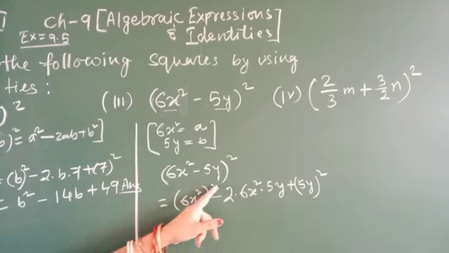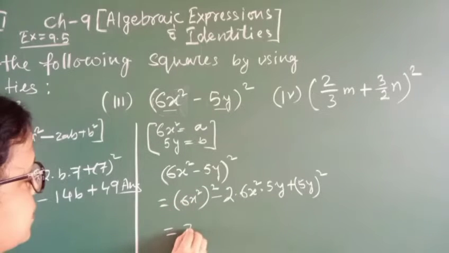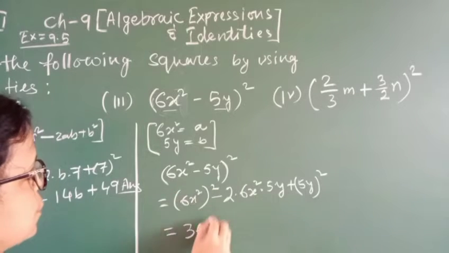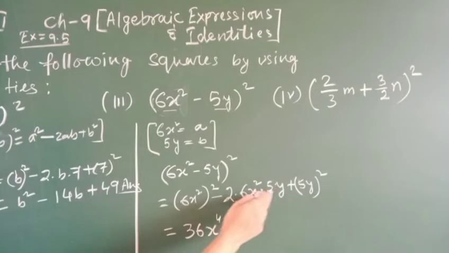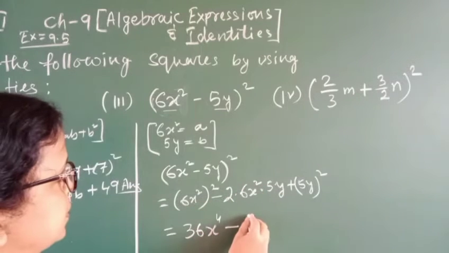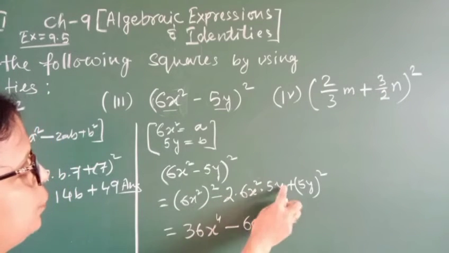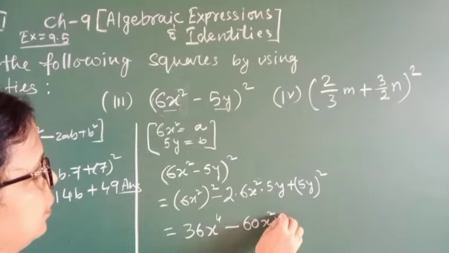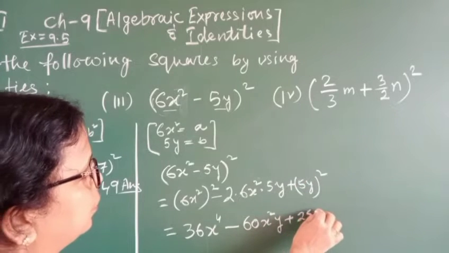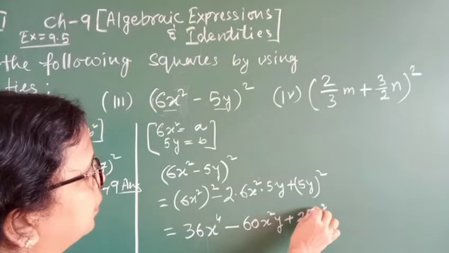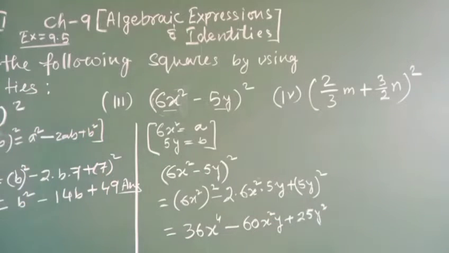6x square whole square, 6 into 6 is 36, x square whole square is x to the power 4, minus 2 into 5 is 10, 10 into 6 is 60, x square y, plus 5 5s are 25 y square. Understood? Come to the next sum.